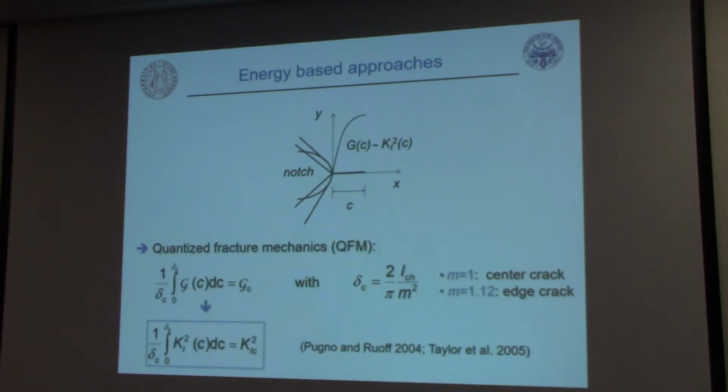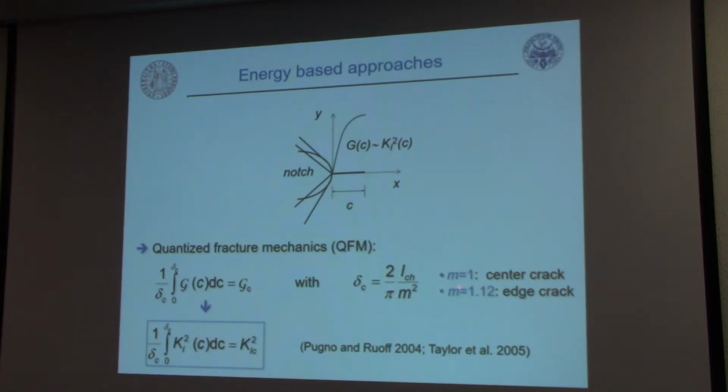As concerns energy-based approaches, the situation is different. We consider the crack driving force function, or energy release rate function, which is proportional to the stress intensity factor squared. According to quantized fracture mechanics, QFM, failure takes place if the energy available over a crack of length delta C equals the fracture energy, GC. We can rewrite this criterion in terms of the stress intensity factor function and the material fracture toughness. Again, here delta C is a material property.